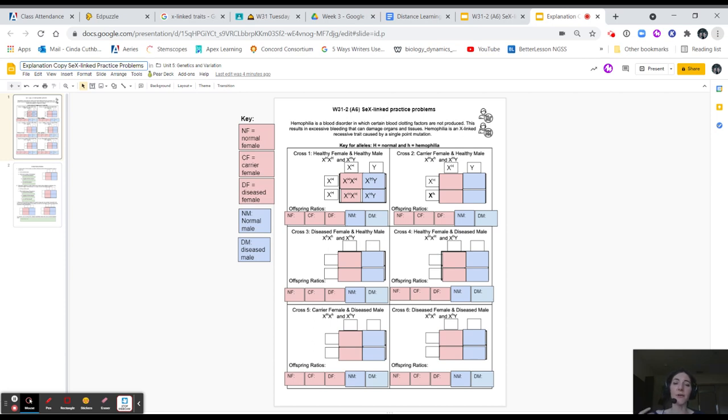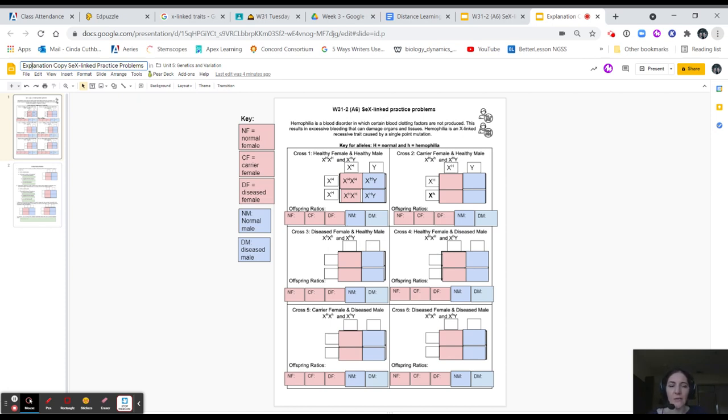You're going to be doing a variety of all the different crosses that you could get with individuals with hemophilia or carriers or completely normal individuals. I just want to walk you through how I want you to do this. The key for the alleles is big H is normal and little h means hemophilia. So if your X has a big H next to it, it's a normal X. If your X has a little h superscript, it is a diseased allele.